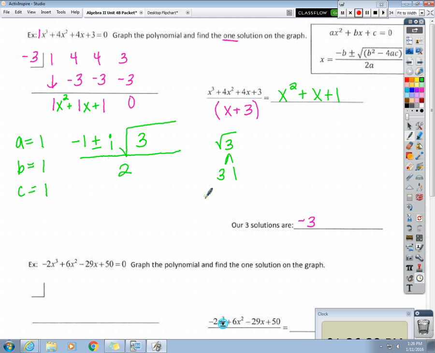Okay, but then remember how I taught you that when you have a complex part, you split it, and the denominator goes under both parts. And so that's the final answer. So think about it. Your first answer is -3. Your second answer is -1/2 plus i root 3 over 2. And your third answer is -1/2 minus i root 3 over 2.